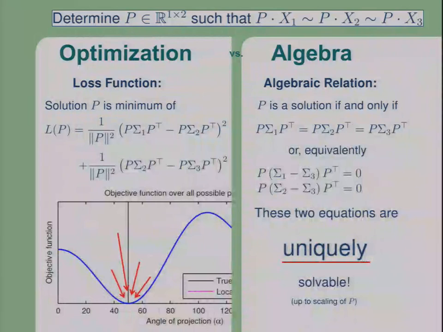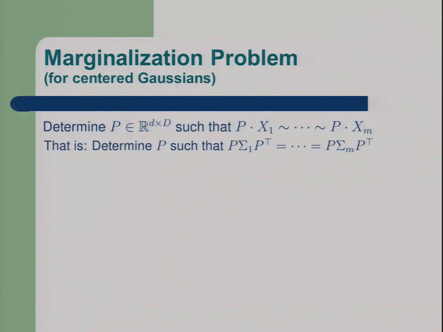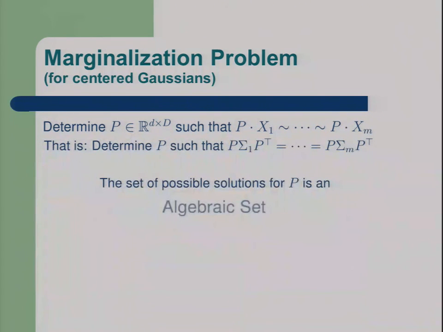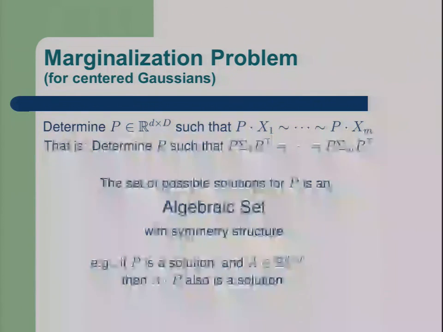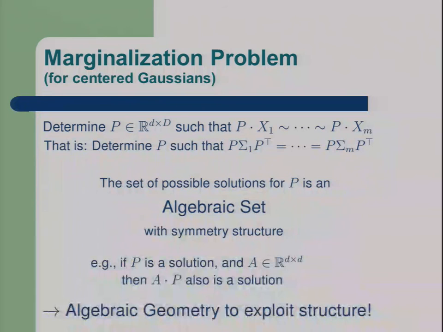minimum. So more generally, if you have small d and big d, then there are these equations. The set of solutions is an algebraic set, which also has some symmetry structure. So for example, if you multiply a matrix from the left to the solution, then it's another solution, and this holds for any solution, so there's some structure in this set, and this is, I think, also a common phenomenon in machine learning. So for example, whenever you do some projection pursuit, you have this kind of symmetries.